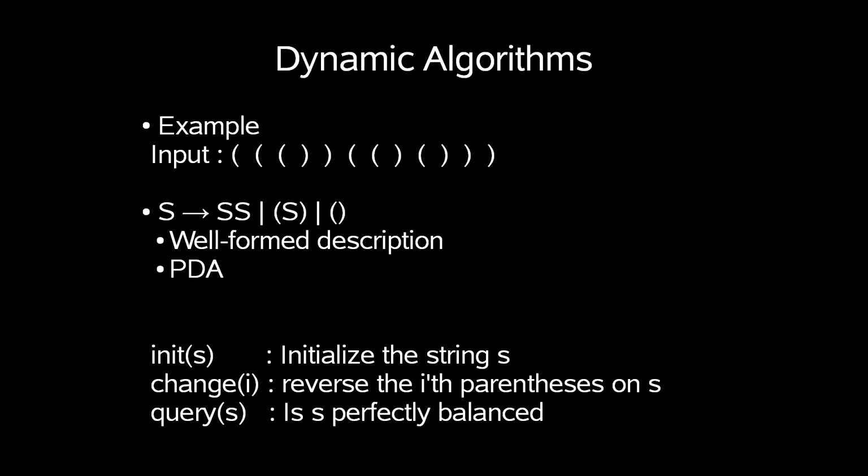From our general notation we have that init(s) initializes the input string s. Change(i): the only logical change is to reverse the ith parenthesis in our string s. Our query is to decide whether s is perfectly balanced or not.